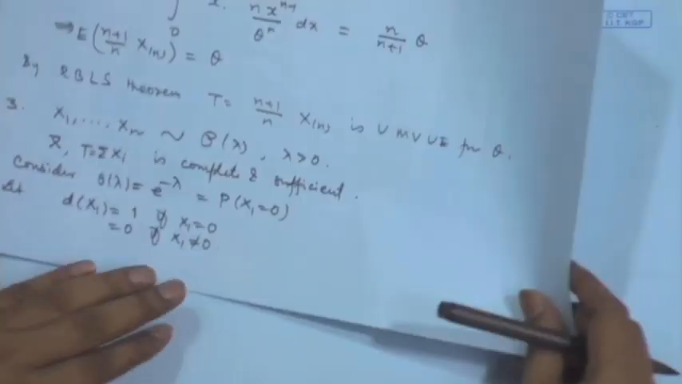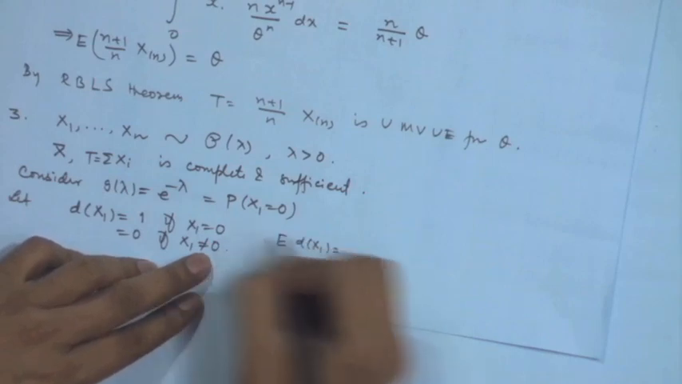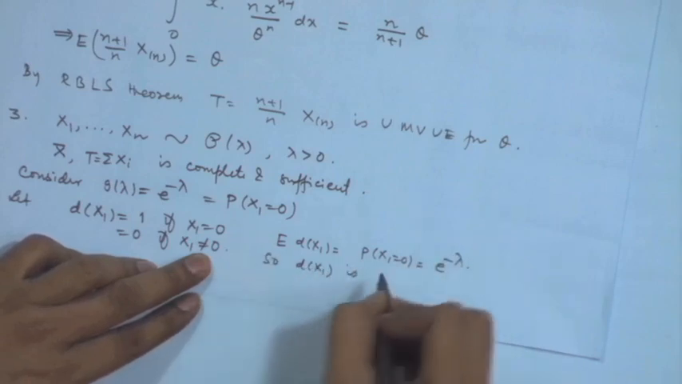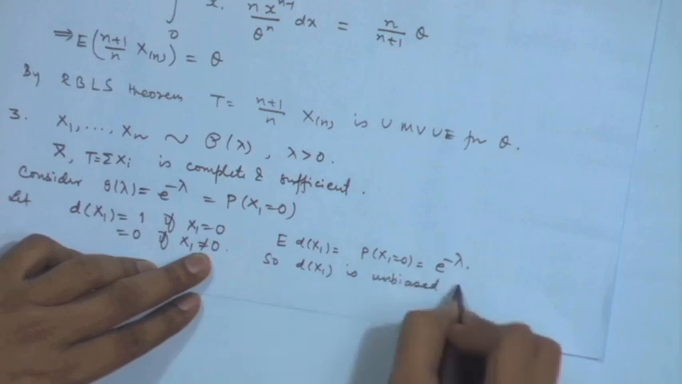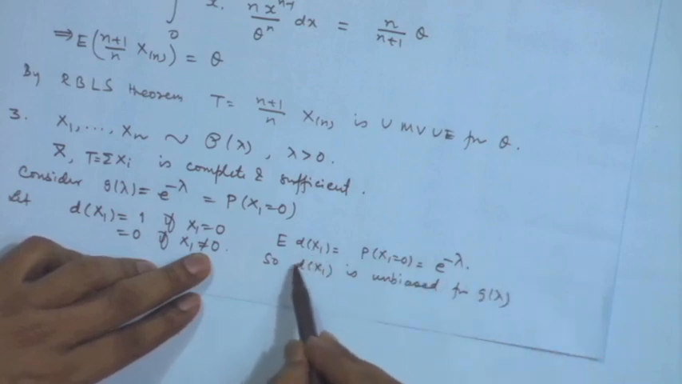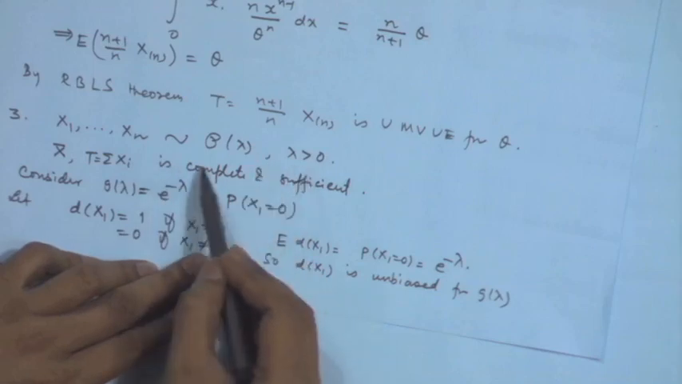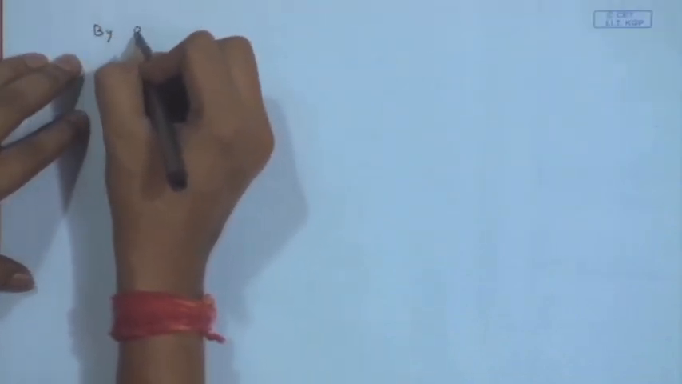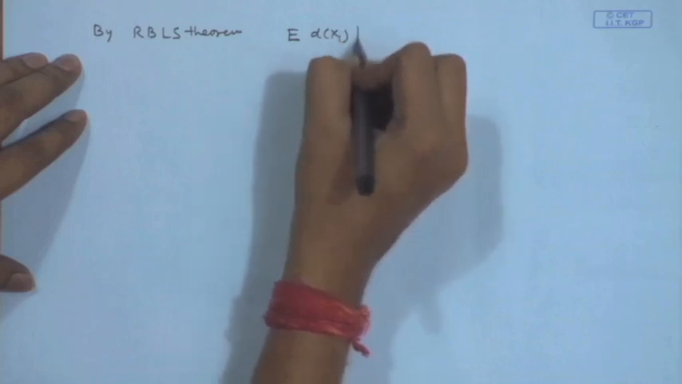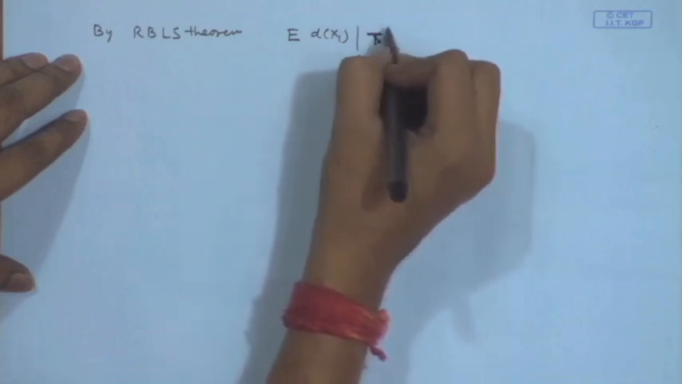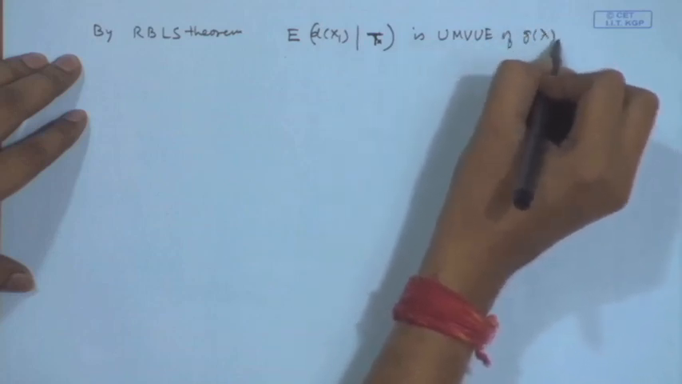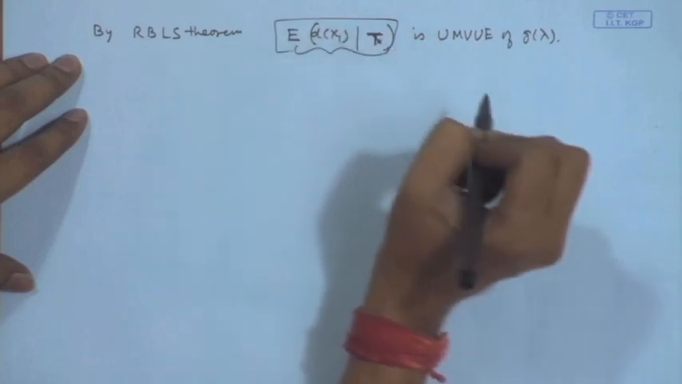Then if I consider here expectation of d X1, that is equal to probability of X1 is equal to 0, which is equal to e to the power minus lambda. So, d X1 is unbiased for g lambda. However, this is not UMVU, because this is not a function of the complete sufficient statistic. So, if I apply the Rao-Blackwell-Lehmann-Scheffe theorem, if I consider expectation of d X1 given T, T being sigma Xi or X bar we can write, then this is UMVU of g lambda.